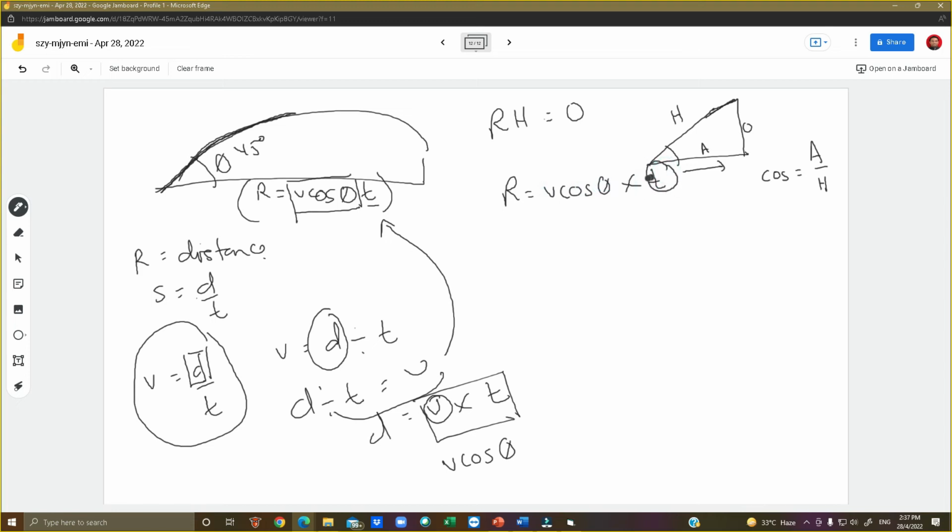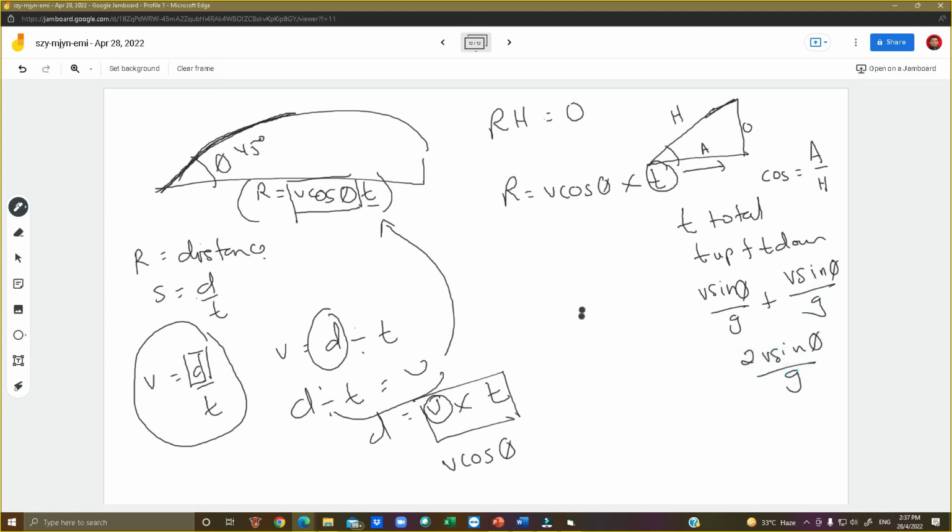And this T is T total, which is T up plus T down, where we have proven that T up equals to V sin theta over G. T down pun V sin theta over G. Tambah dua-dua ni, kamu akan dapatlah 2 V sin theta over G. Sekarang kita dah dapat equation penuh. R equals to V cos theta times 2 V sin theta over G.